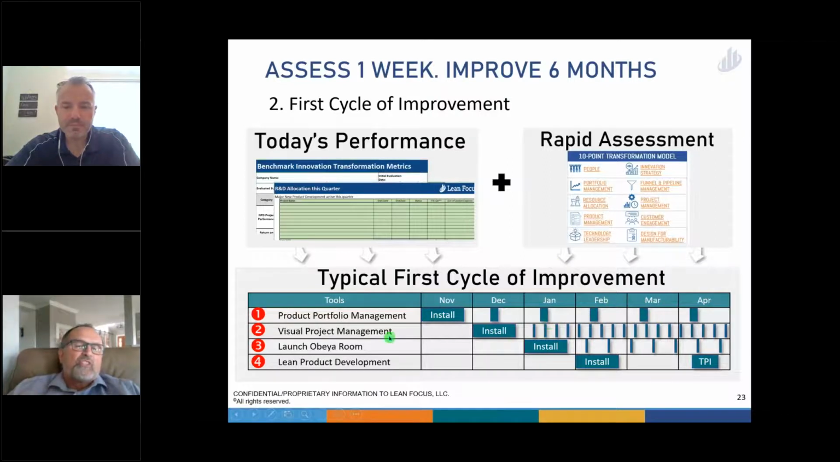So I wanted to show, just as a typical example, it turns out different in every company, but maybe we come to a company and say, the first thing we need is product portfolio management. We need a management team that's looking at what we're doing, that's deciding on priorities. That's what we're missing. The next thing is we've got to get visual project management installed because we've got to get projects on time. We know that's an issue, and so on. So you see the idea is we will pick out of those tools. And here you can see we'll schedule things out for maybe the first 6 months, and we'll look at that as our first cycle of improvement.